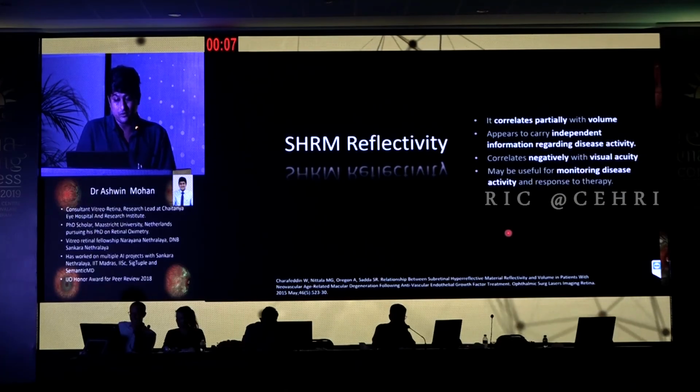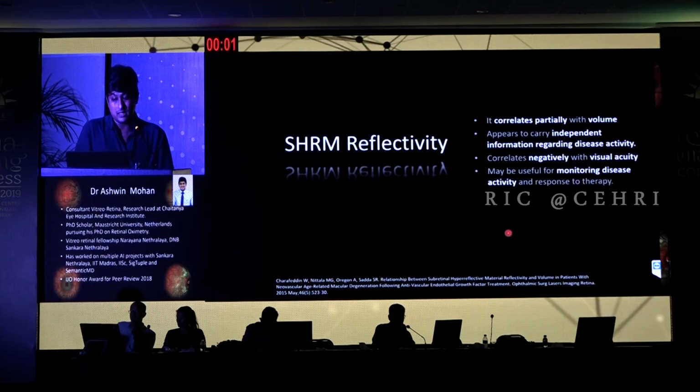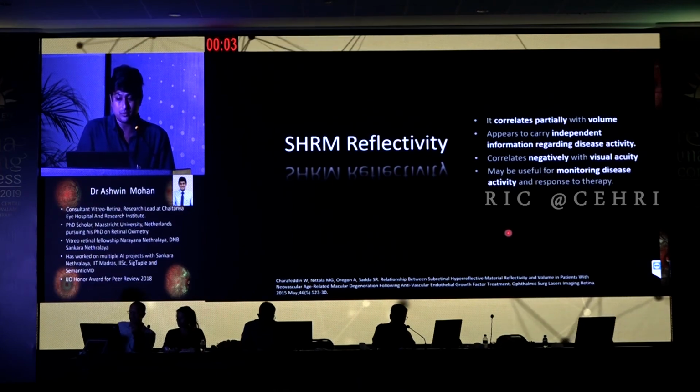Now, one extremely interesting article that I found was on SHRM reflectivity. Why this is interesting is because it speaks about a quantitative indicator that we can measure, instead of the qualitative things, and it carries independent information regarding disease activity. It correlates negatively with visual acuity. So the more reflective the SHRM, the lower the visual acuity would be, and it may be useful for monitoring disease activity.